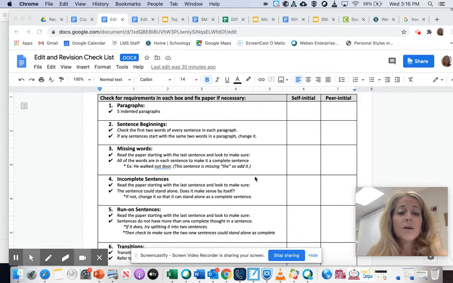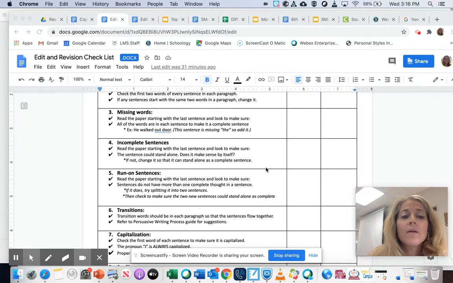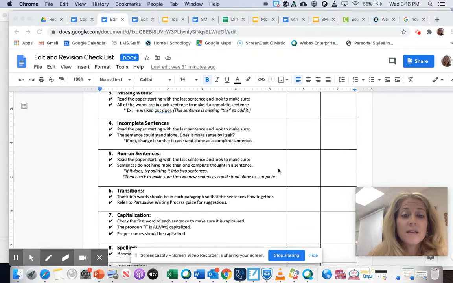Missing words. Sometimes when we're writing, in our brain it makes sense, but then we read it and we're like, oh my goodness, I missed like 3 words there. So go back and try to really read it word for word. Sometimes if you read it out loud, that helps. Incomplete sentences: read the paper starting with the last sentence so that your brain isn't playing tricks on you, and see if that sentence would stand alone, if it makes sense by itself. Run-on sentences: same kind of thing, start with the last one, and make sure you're not reading and reading and reading, like, oh my goodness, I put 3 sentences all together.